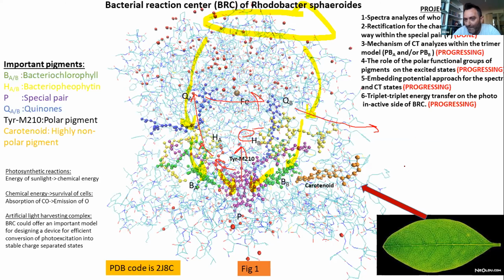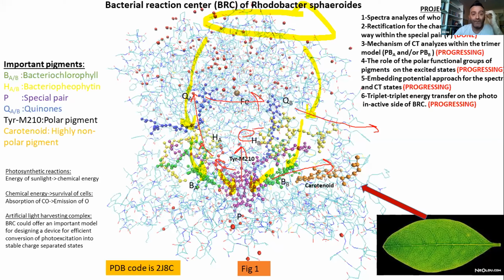Any plant where photosynthesis is happening. I will show you the spectral analysis of these pigments and the rectification of the charge transfer inside this special pair. And there are, of course, remaining projects: the electron transfer outside the special pair from P to BA and BA to HA. And we have other projects going on, embedding potential that takes QM into account, and also energy transfer on the photoinactive side, which is happening on this site.